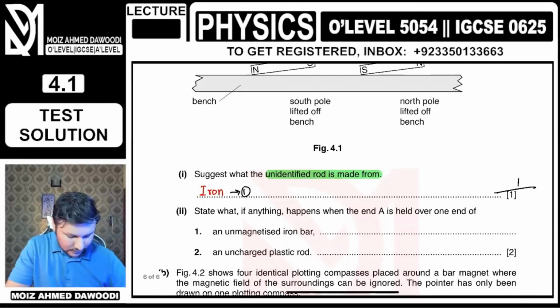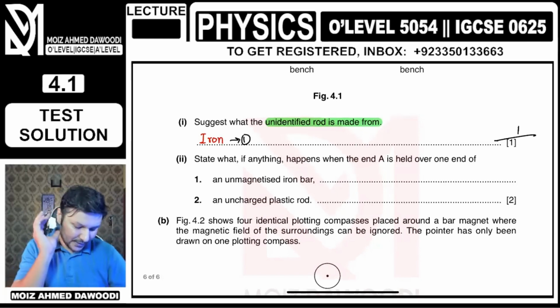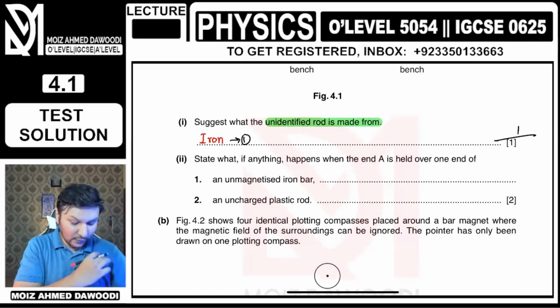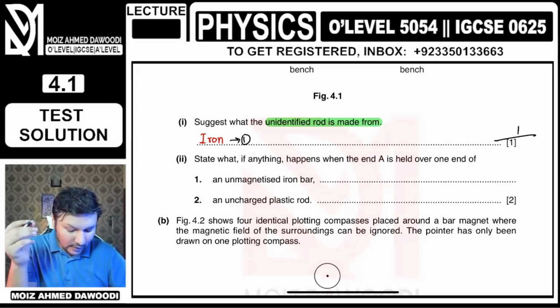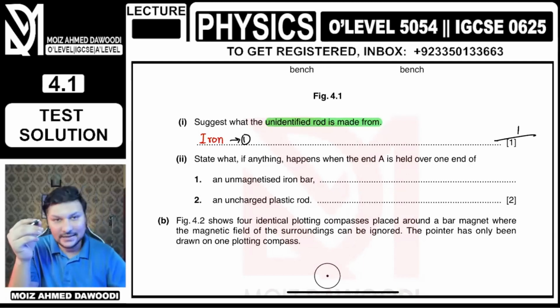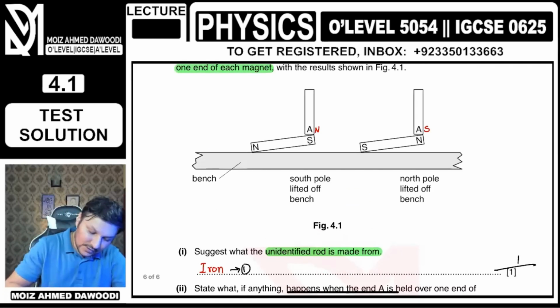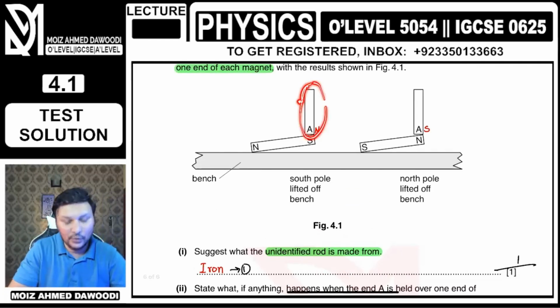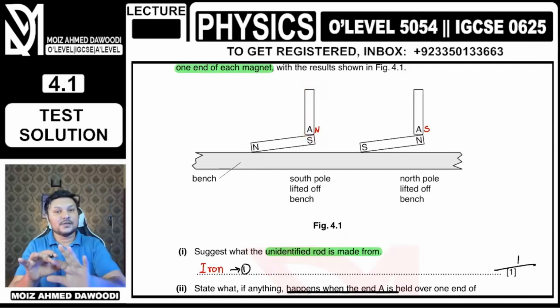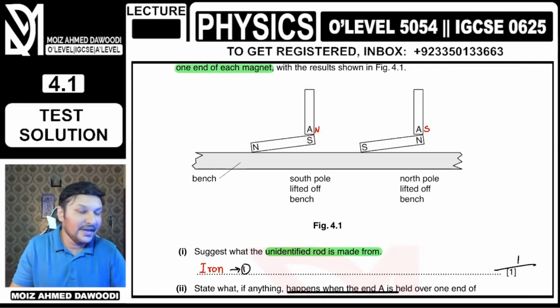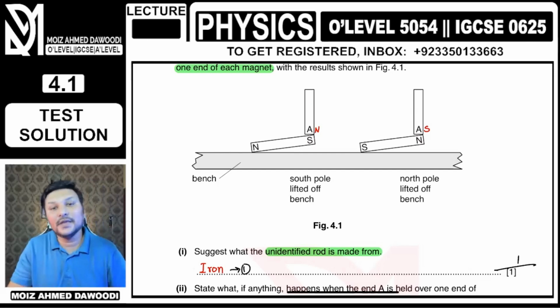Now, state what, if anything, happens when end A is held over one end of an unmagnetized iron bar. This is already an iron. We have already told you that this is an iron. So it only behaves as a magnet when it is near a magnet.